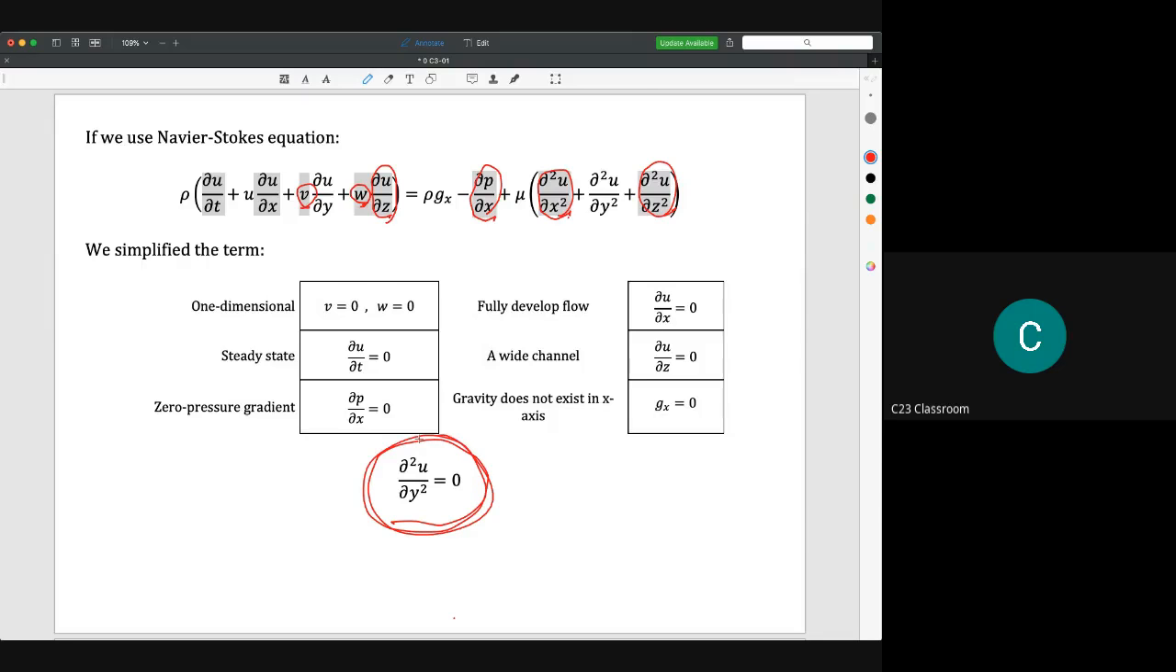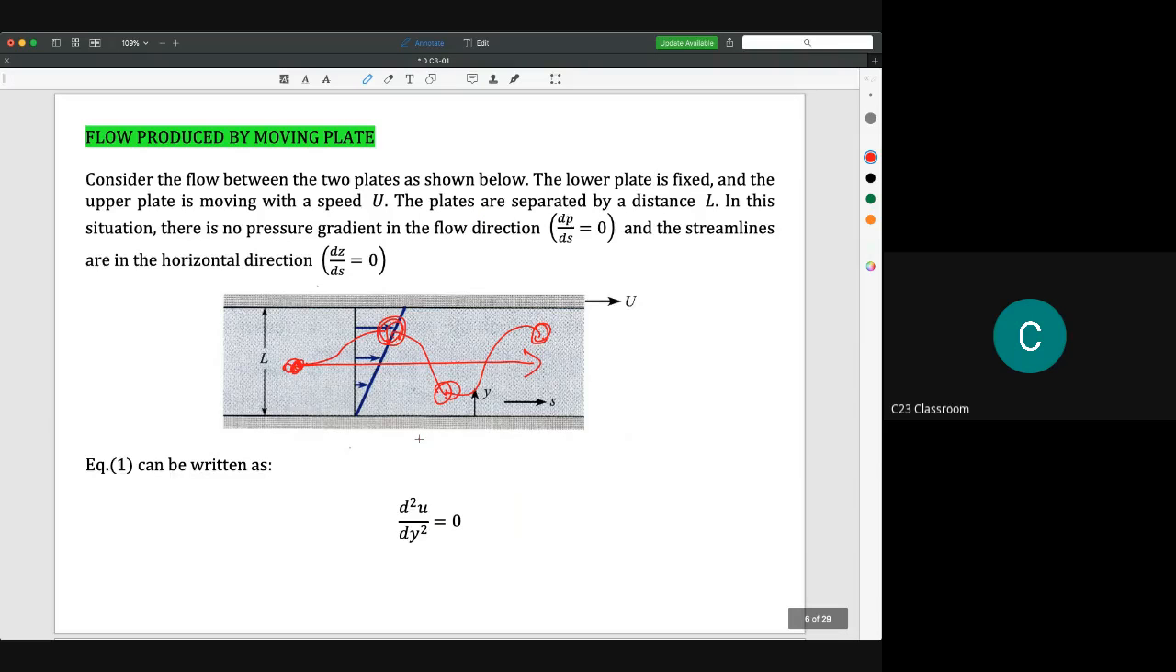Okay, so this is about the Navier-Stokes equation. If you want to use the Navier-Stokes equation to solve this problem, it is okay. It depends on you, because both equations will give you the same final answer. So this is the equation that we need to solve to get the velocity distribution.